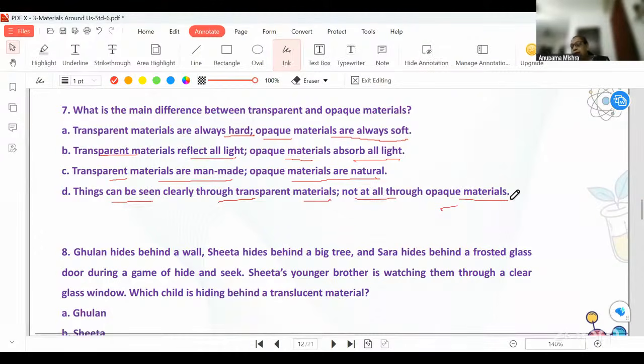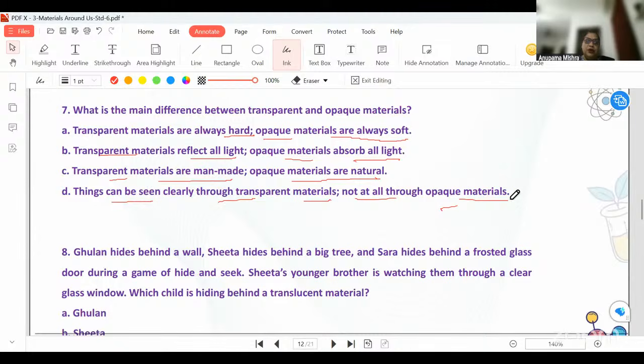Yes, D is the correct answer. Absolutely correct, all of you. But some are giving the B answer: transparent materials reflect all light, opaque materials absorb all light. We cannot see anything through an opaque material, and what we can see through clearly is a transparent material. Reflection is different. Now the eighth one.